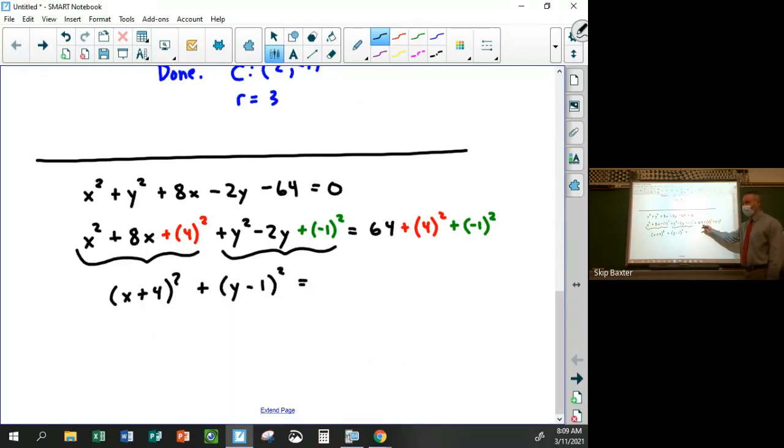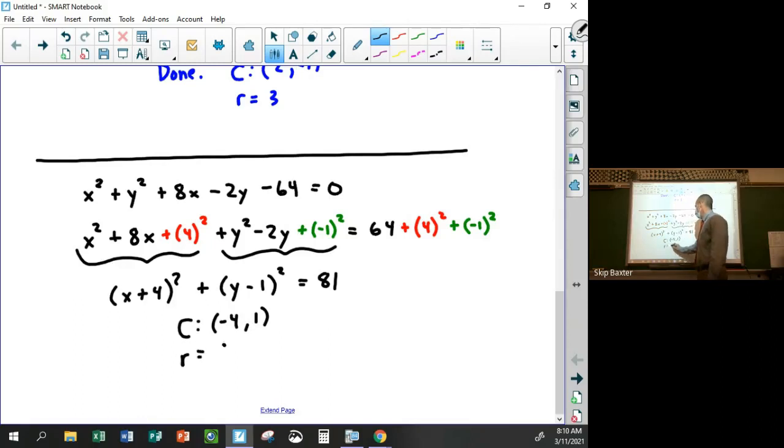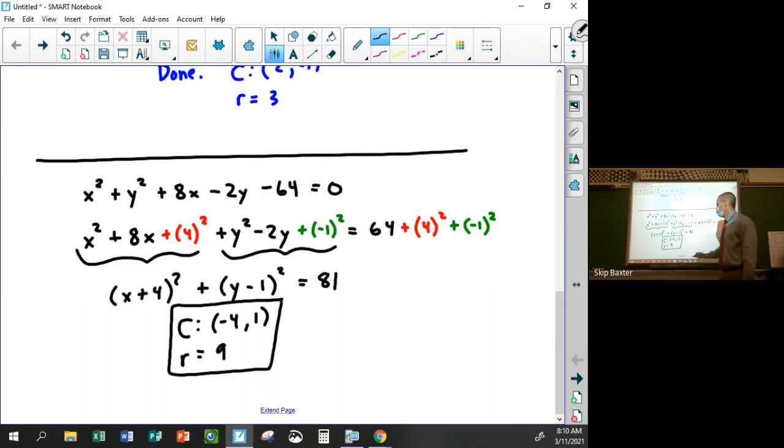And if you look at the numbers here, 64 plus 16 is 80, plus 1, 81. So the center of this circle is -4, 1, and the radius is 9. This is r squared, so the radius is 9. I would say the most common mistakes that people make are sign errors. Like they'll forget that this is actually -1 squared. Okay, so just be careful of sign errors.